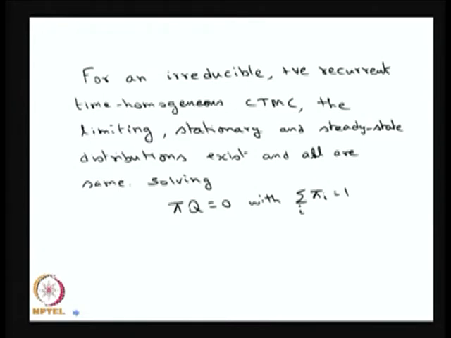Whenever the CTMC is time homogeneous, irreducible and positive recurrent, all these three distributions are the same, and one can solve these two equations: pi Q is equal to 0 and the summation of pi i is equal to 1, to get the limiting distribution, stationary distribution, or steady state or equilibrium distribution.